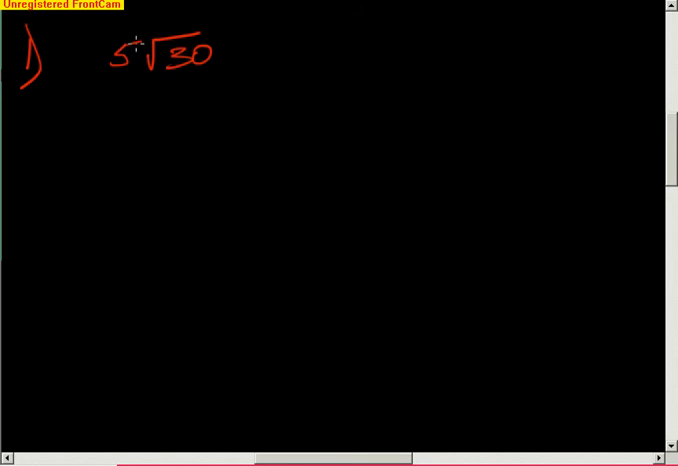5 root 30. I want to find all the factors of 30, and preferably I'd like to find perfect squares. Well, it's going to be 30, 1, 15, 2, 10, 3, nothing for 4, and 6, and 5. I'm looking for a perfect square that's a factor of any of these, and I am not finding any. 15 has factors 5 and 3. 10 has factors 5 and 2. No, there are no perfect squares that I can pull out of 30.